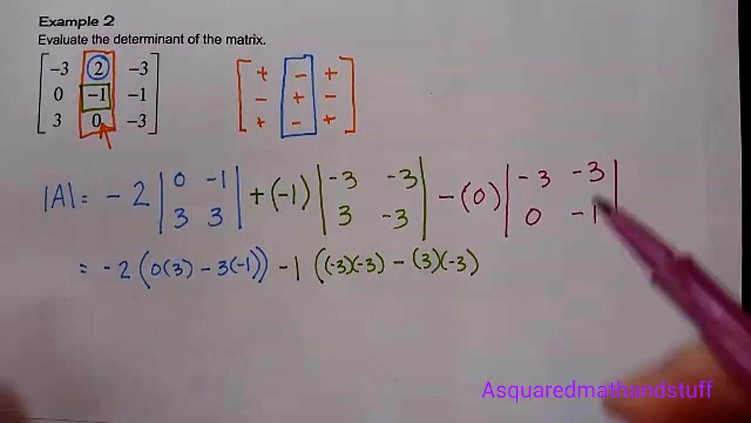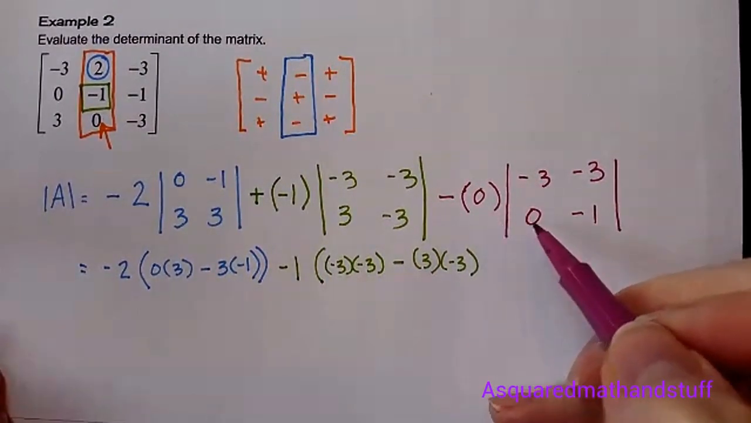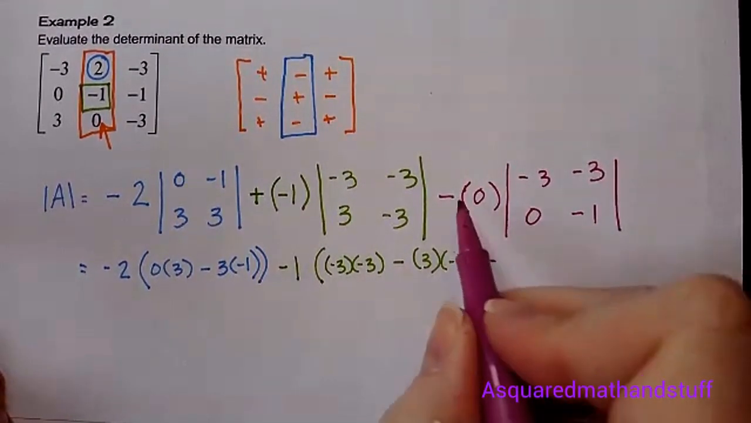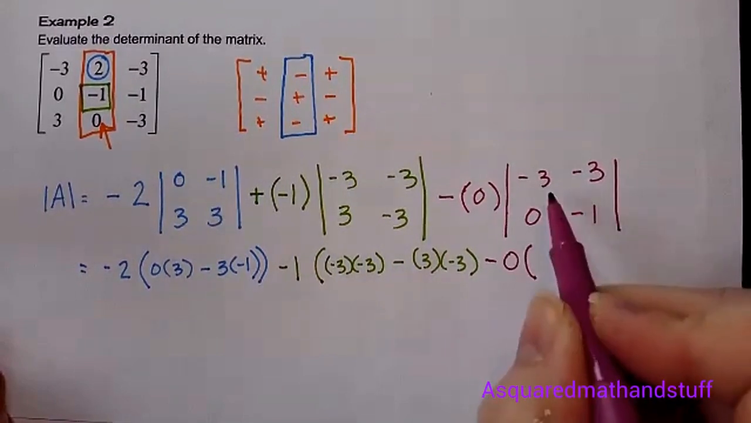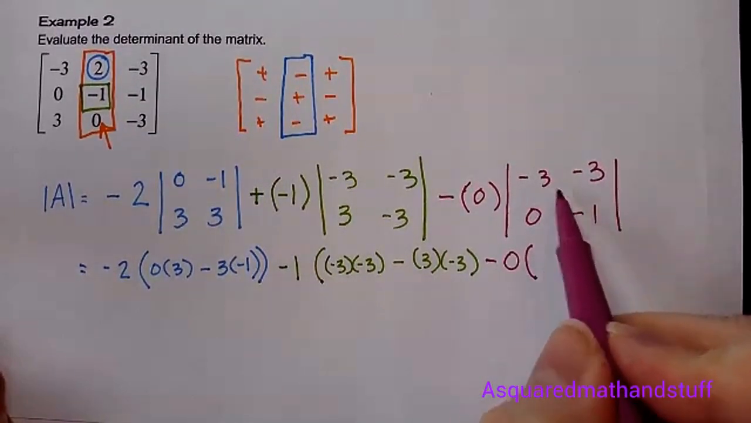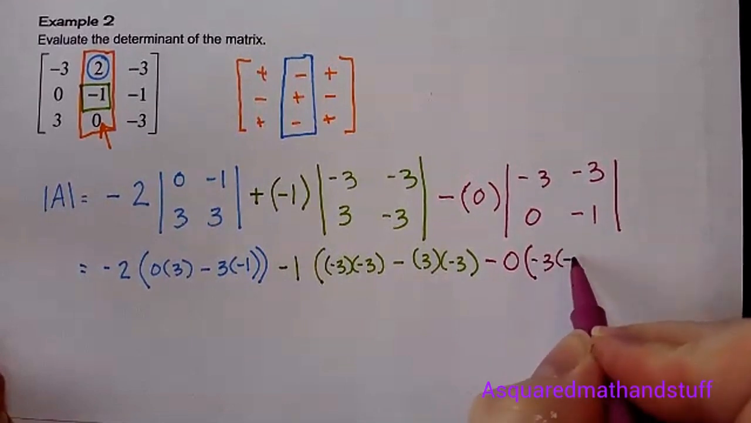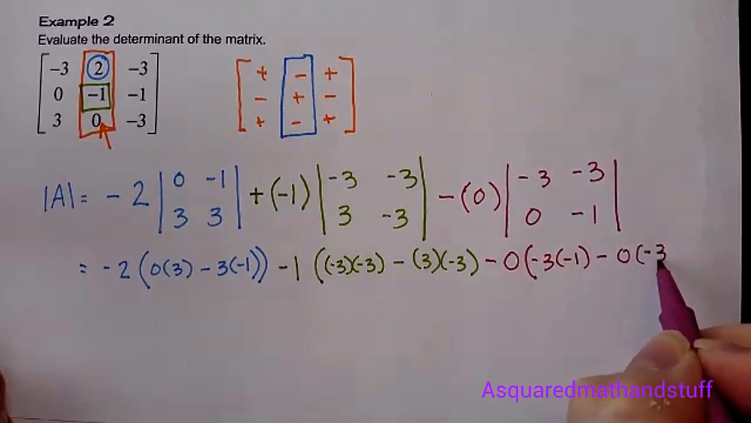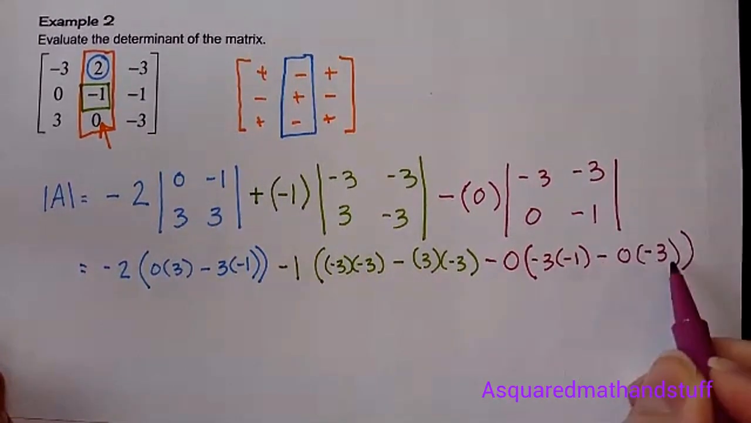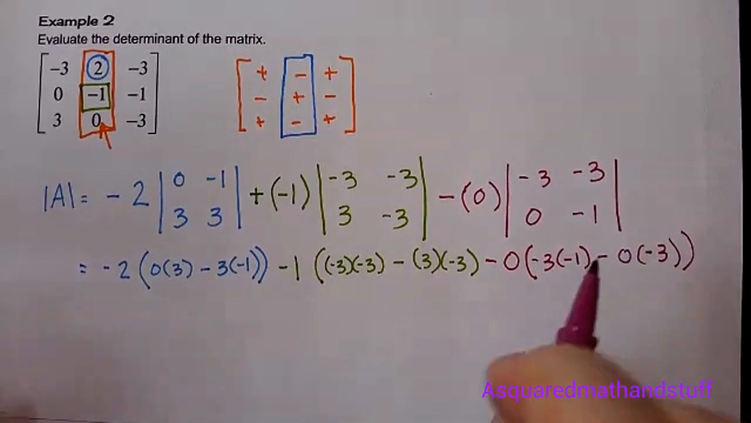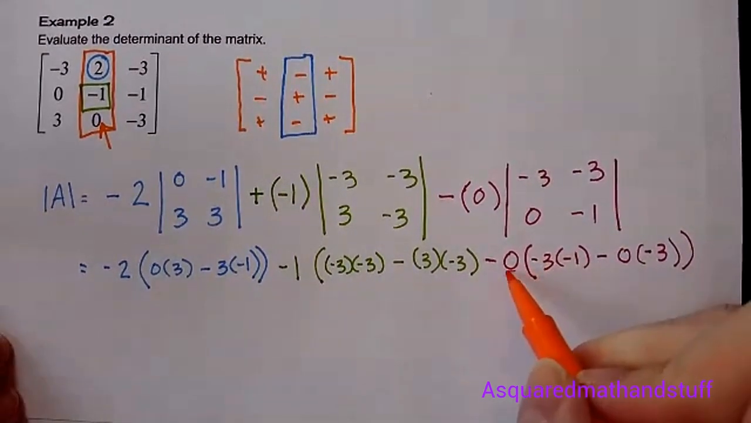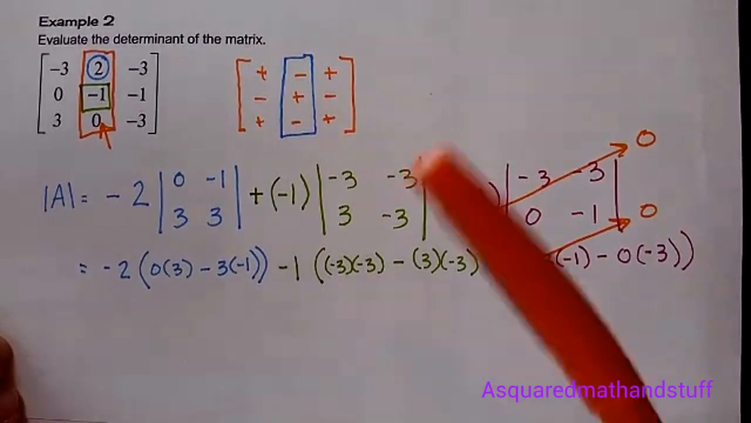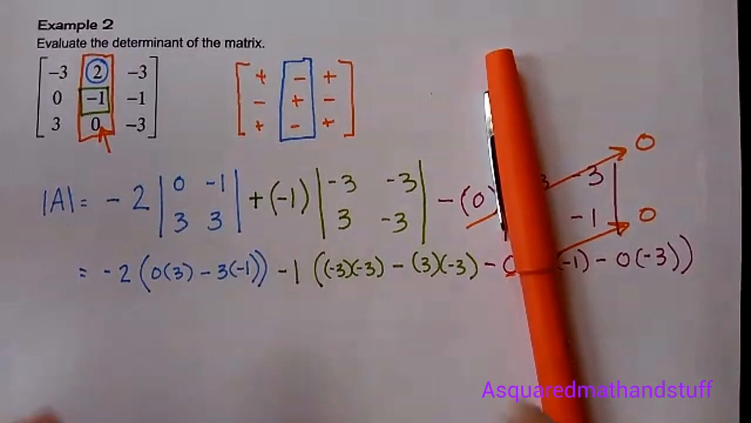And then since we have a 0 here, we really don't even have to write this down because it zeroes it out, but I'll show you how. So we have minus 0 times the determinant of this 2x2, so negative 3 times negative 1 minus 0 times negative 3. And 0 times anything here gives us 0. So this whole matrix goes to 0. You could actually cross it off here. And then we only have to work with these two values.